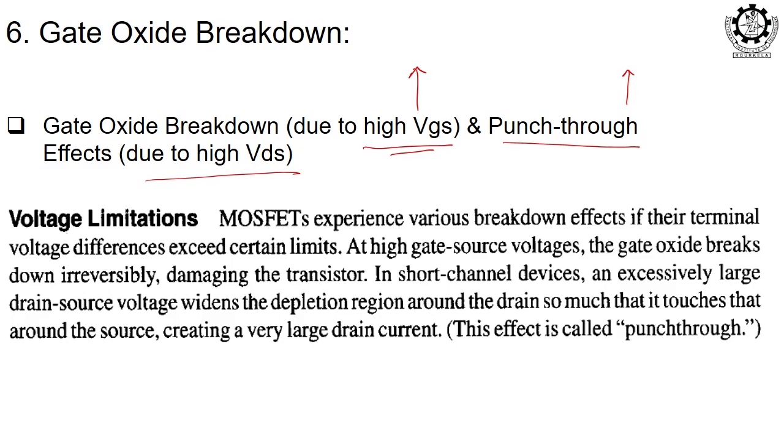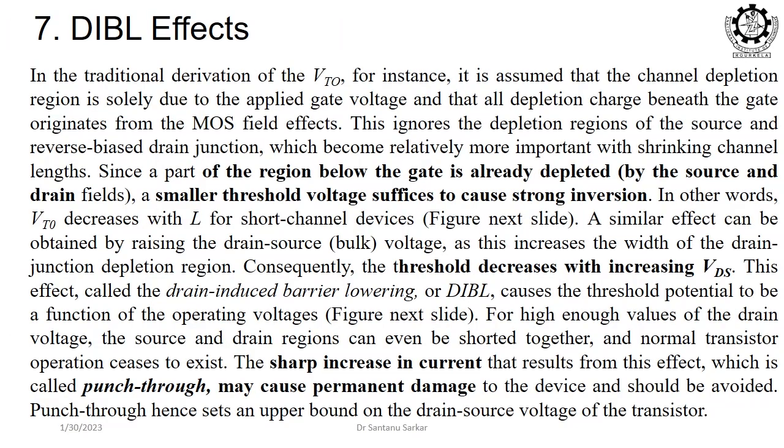Also, your parameters can change. At high gate source voltage, the gate oxide breaks down irreversibly, damaging the transistor. Next effect is DIBL, drain induced barrier lowering. What happens in this effect is that if you use a higher value of drain voltage, this drain voltage actually helps to reduce the threshold voltage, right.